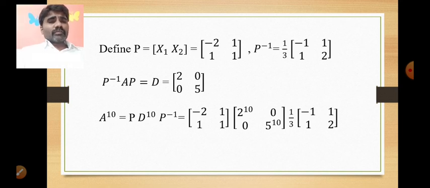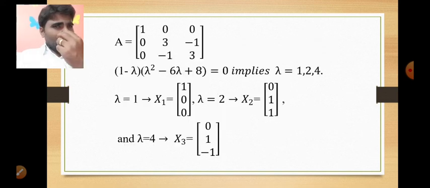Now there are only two multiplications to evaluate A power 10, but when we calculate A power 10 by multiplying A into A ten times, it will take more time. But here by the diagonalization method it needs only two steps, two multiplications. The product of three matrices we get within two steps. This is the application of the diagonalization method.